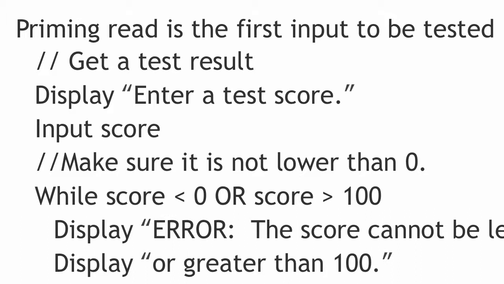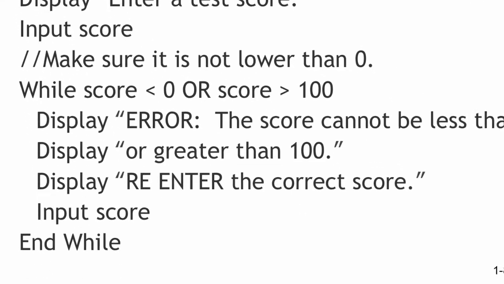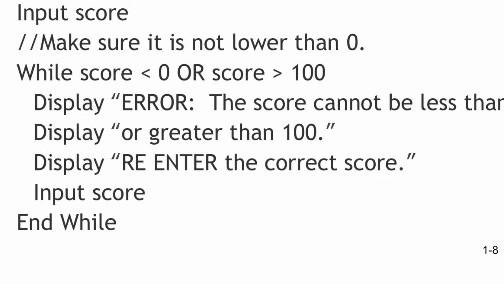If the person puts in 1000, we don't want that in there. It'll display an error, so it'll say while the score is less than 0 or greater than 100. So it's outside of our range of 0 to 100. It's going to display the error, the score cannot be less than 0 or greater than 100. And then it'll display re-enter the correct score, and then it goes back to input score.